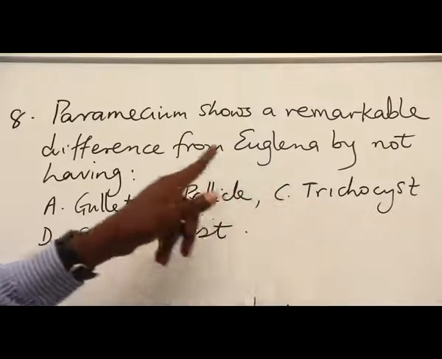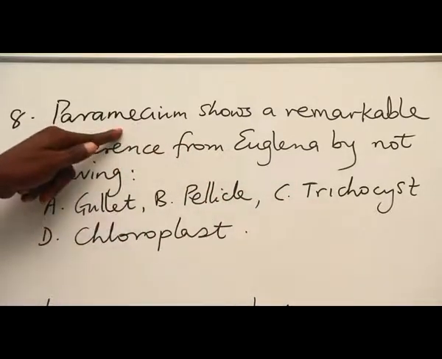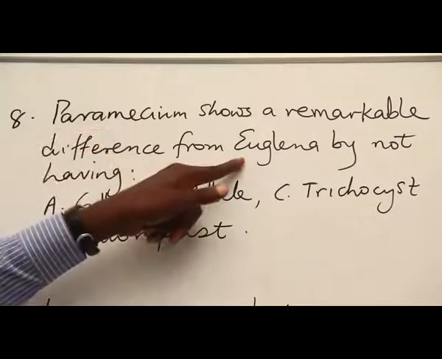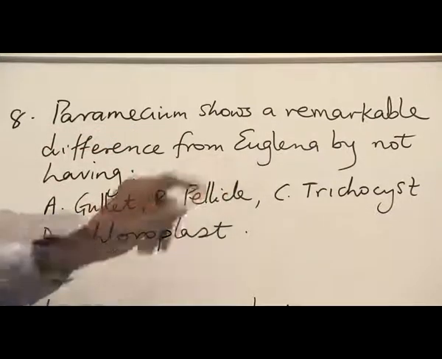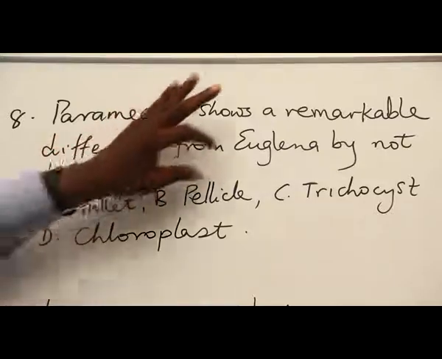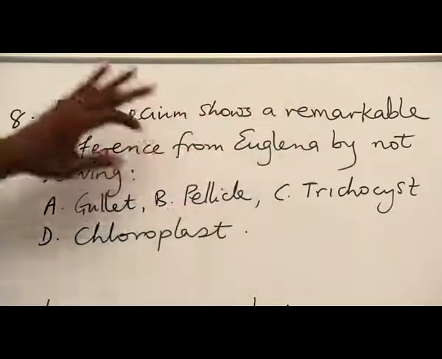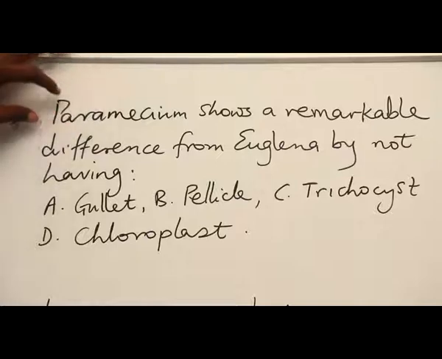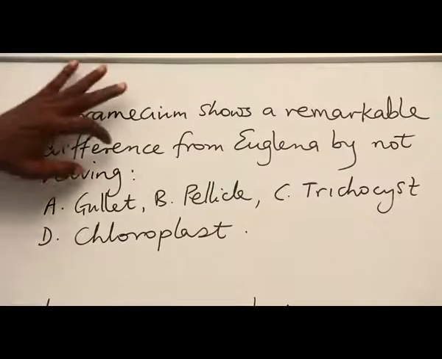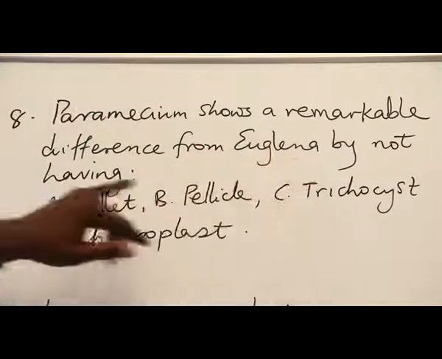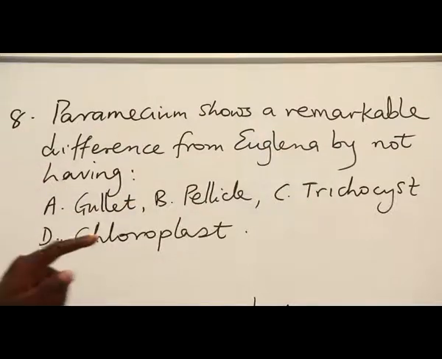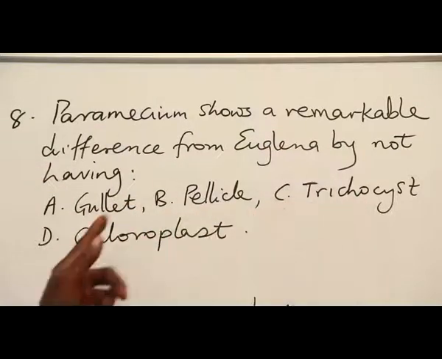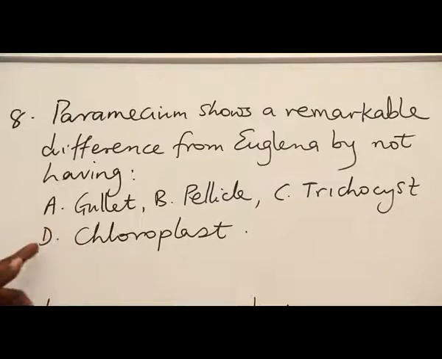Trichocyst is present in paramecium. It's not present in euglena. Chloroplast is a characteristic of euglena, not paramecium. But they are saying paramecium shows a remarkable difference from euglena by not having what? It has this one, but doesn't have this one. So answer is D.